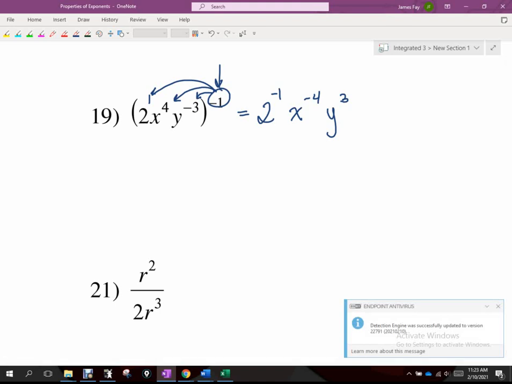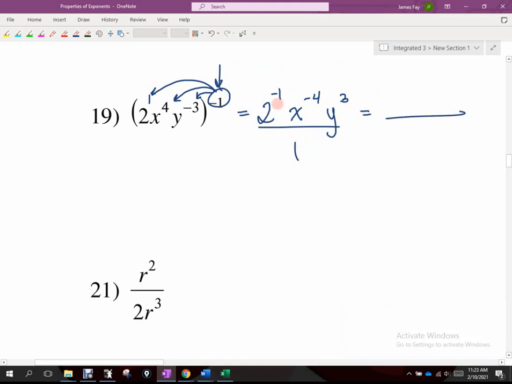That's not the answer yet. Because what don't we like? The negative exponent. So I'm going to look at each term and say, okay, if it's negative, it needs moved. If it's positive, it stays. So that's negative. So it moves, right? That's negative. So it moves. Positive, right? So positive stays. We get y cubed over 2x to the fourth. Is that good?